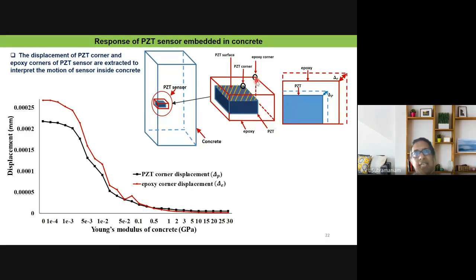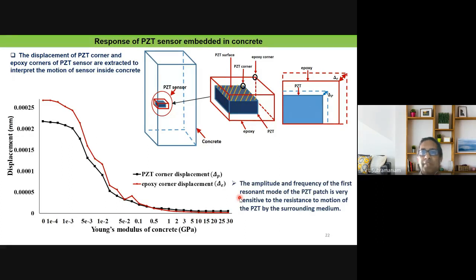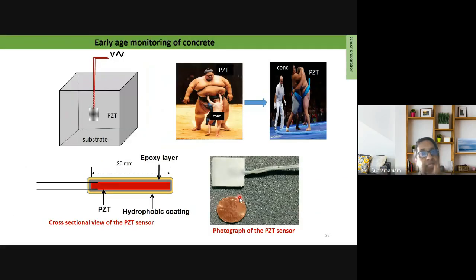So what happens then is, once the concrete becomes stiffer than the epoxy, as the PZT vibrates, it is essentially getting pushed into the epoxy, and its movement is limited to within the epoxy layer. That's what we are getting here. So there's a change in the dynamics, but essentially we are able to track the movement of the corner of the PZT within the concrete.